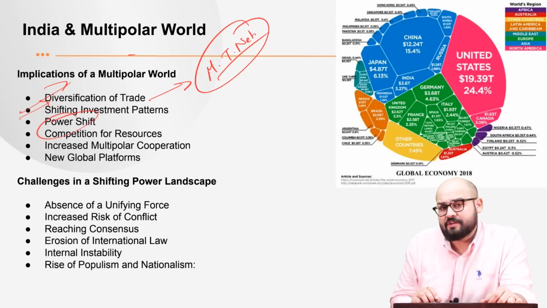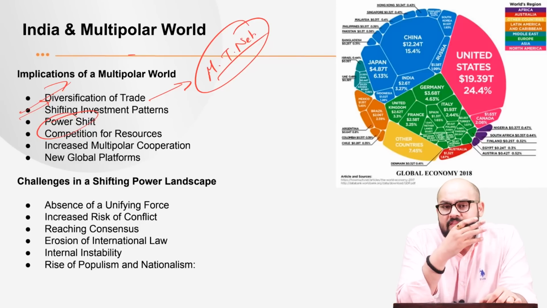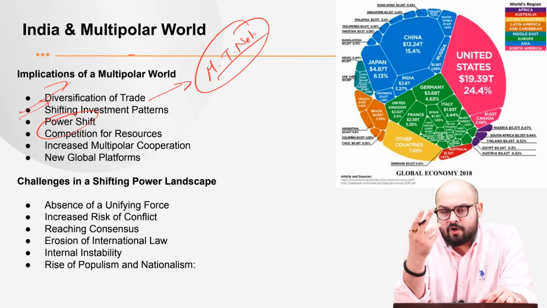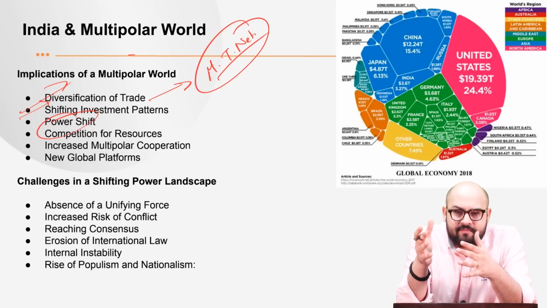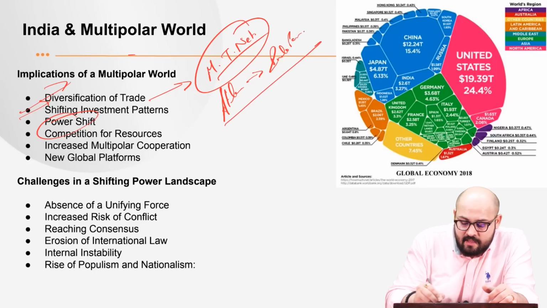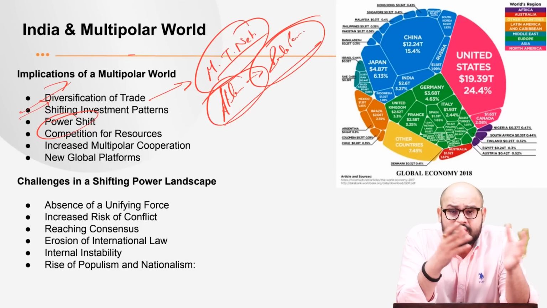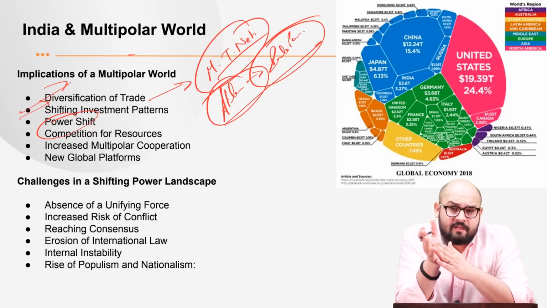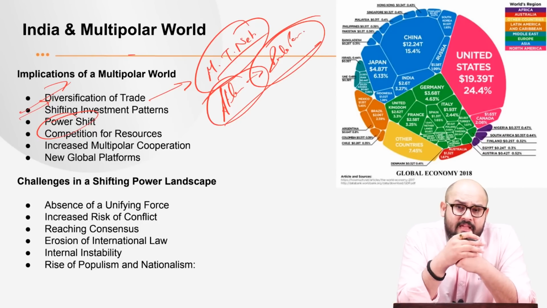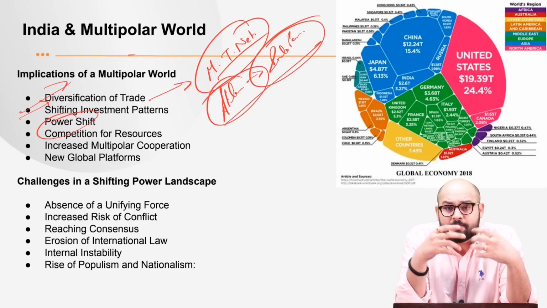Next is the power shift. With the evolving multipolar world order, there has been a power shift from the Atlantic to the Indo-Pacific. Right, so what we see is that power has been shifting from North America and the European region to the Eurasian landmass. This automatically tells us that there is an evolution of multipolarity in the world.